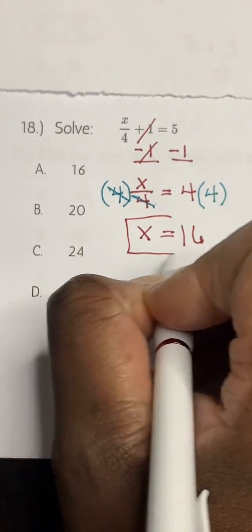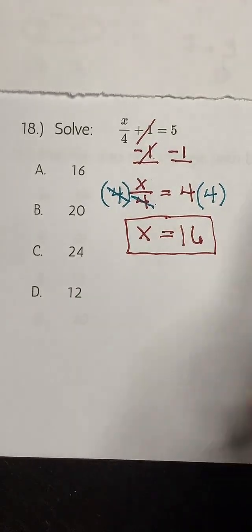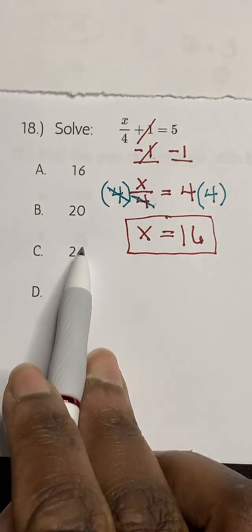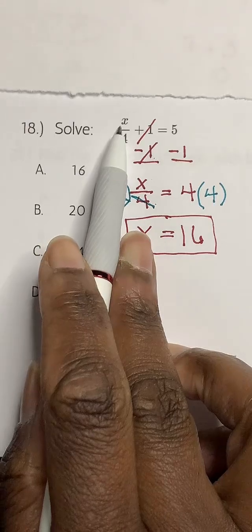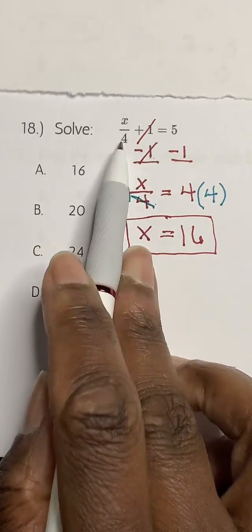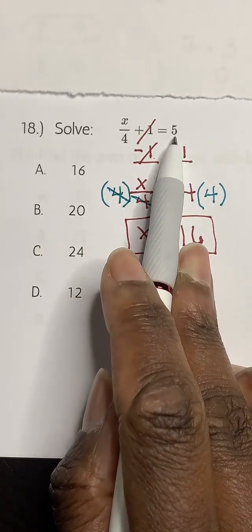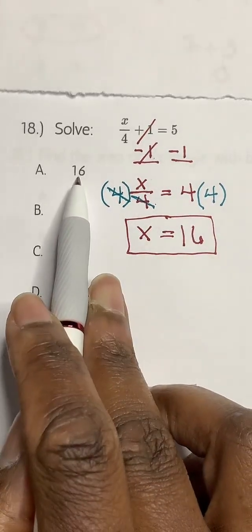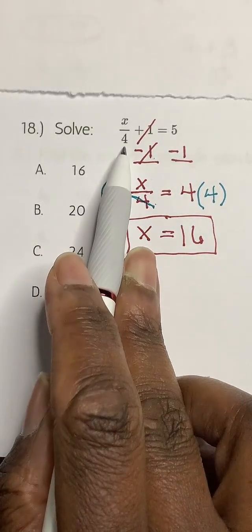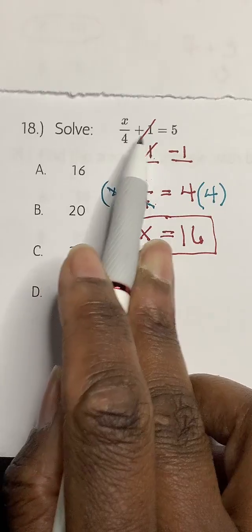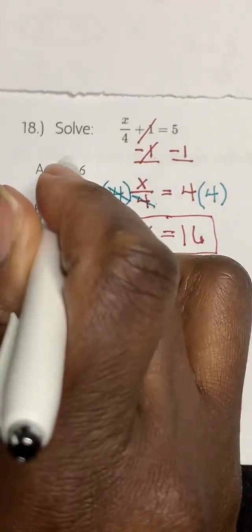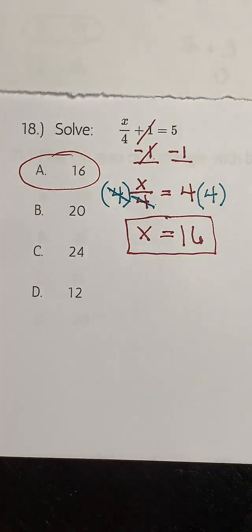So you can do this algebraically, or you can take one of your answers, plug it in for x, to see which one will give you a solution of 5. So if I plug that 16 for the x, 16 divided by 4 will give me 4, plus 1 will give me 5. That is my answer. So there's multiple ways of getting the same answer, and it's up to you to figure out which one works for you.